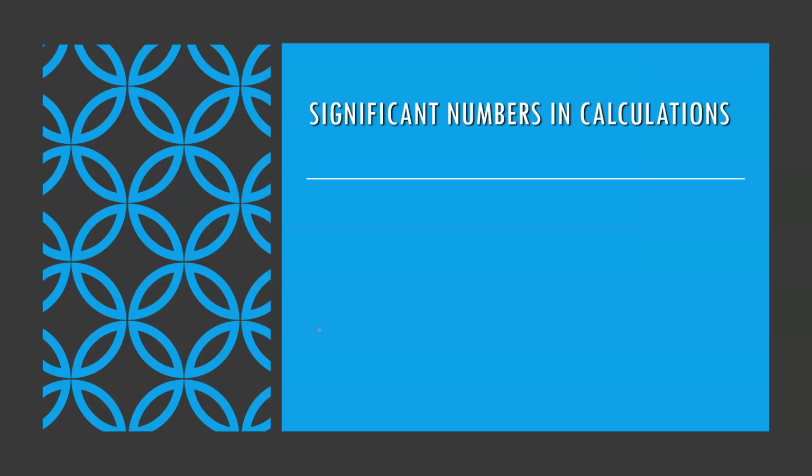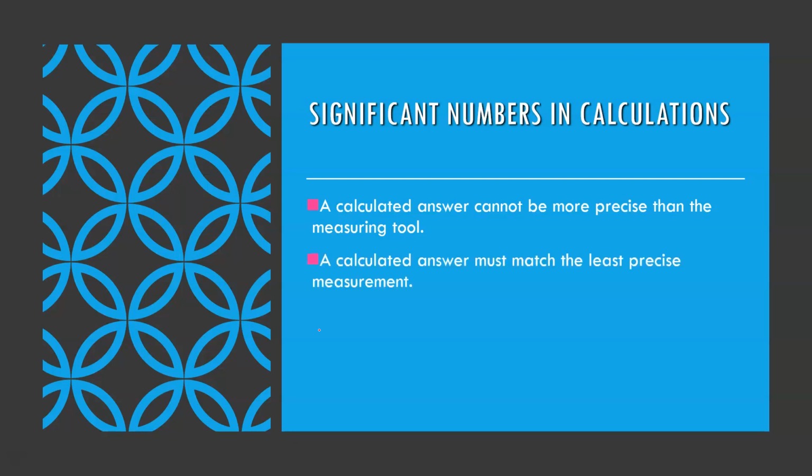Now the reason we need to know about significant figures is you are going to be using them in calculations. So a calculated answer cannot be more precise than the measuring tool. Your calculator is perfectly happy to give you a string of 10 numbers, but that doesn't mean that is actually accurate. So a calculated answer must match the least precise measurement.